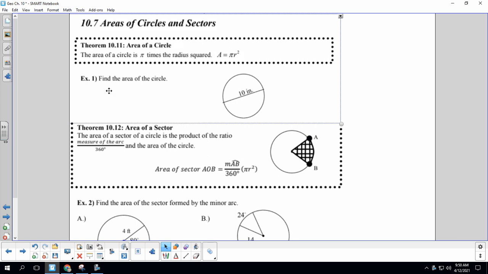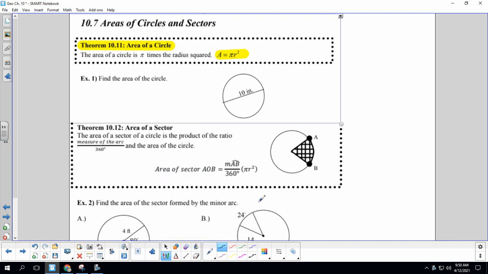I am here on this amazing day doing Chapter 10, Section 7, Areas of Circles and Sectors. So the first thing that we're going to do is recall what the area of a circle is. So please write that down. Area of a circle is pi times the radius squared. So let's do a quick example of that formula.